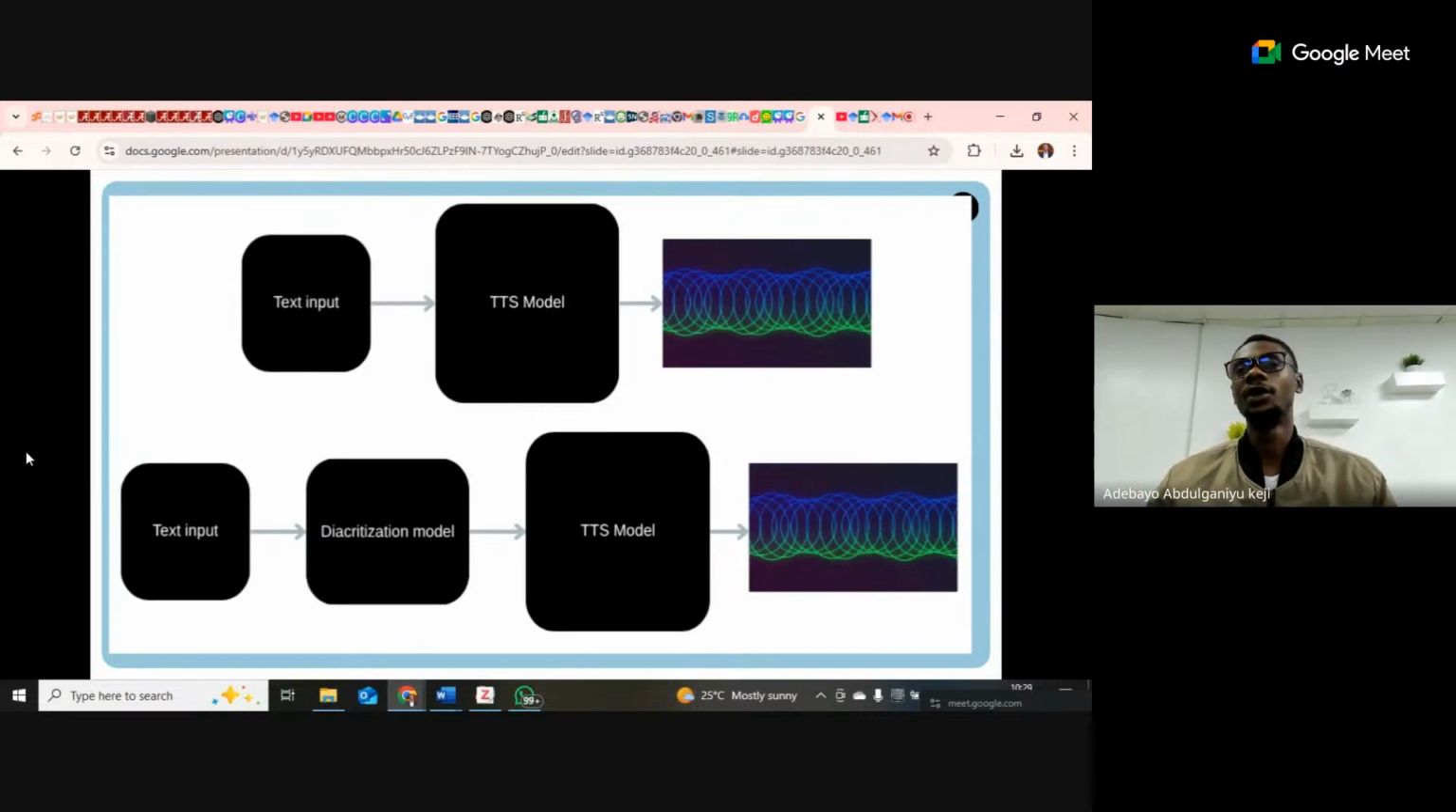So the diacritization model can enable us to do that. This model can be inserted between the text being inputted by the user and the text-to-speech model. So after the sentences have been correctly diacritized, the text-to-speech model can take it up from there based on its training and algorithm. So it's going to give us the correct speech that is intended by the user.